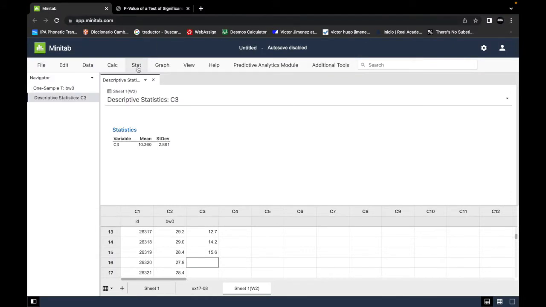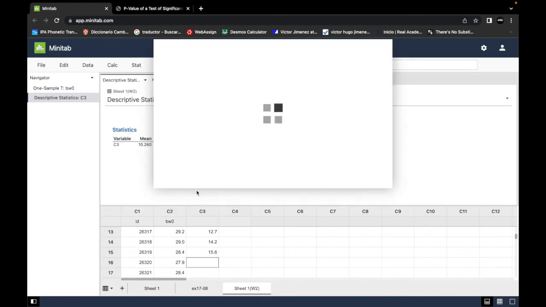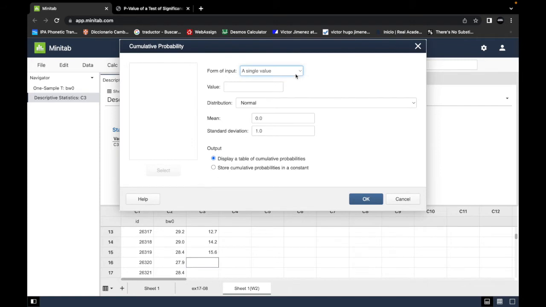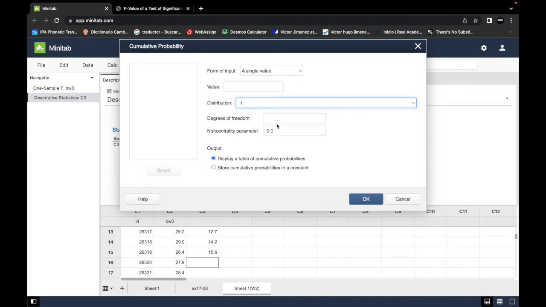So go to Probability Distributions, Probability Density Function, or Cumulative Distribution, the t distribution. Degrees of freedom, 14.